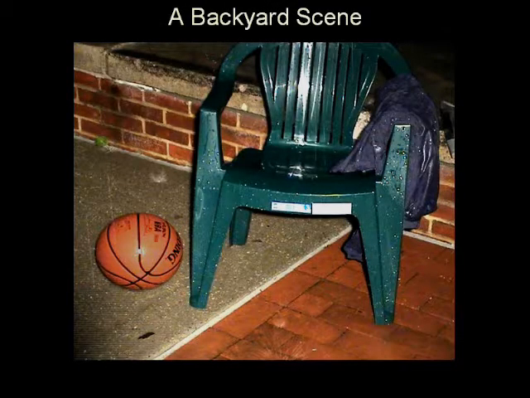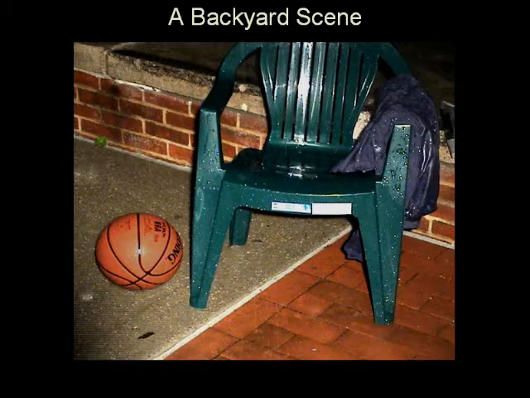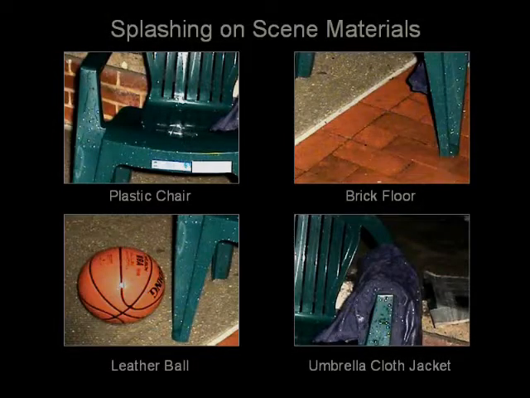Here is a backyard scene rendered with rain and splashes. Notice how the plastic chair produces very few droplets with low velocities. In contrast, the rough brick and concrete surfaces produce much larger number of droplets with higher velocities. Here we show the close-ups of different materials in the scene.